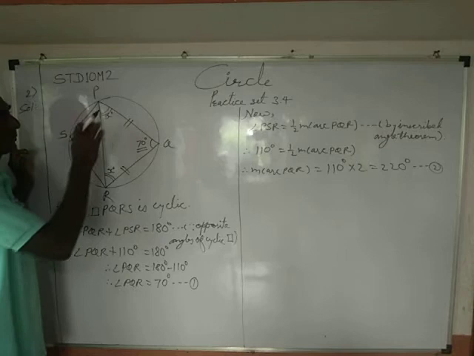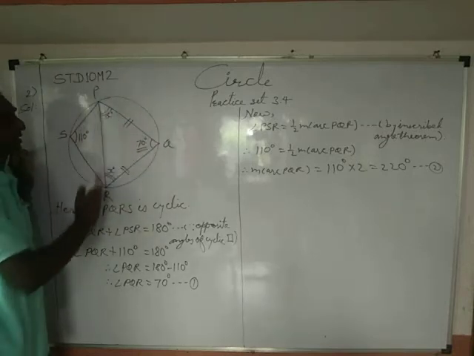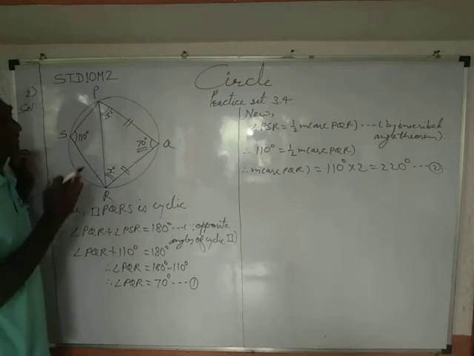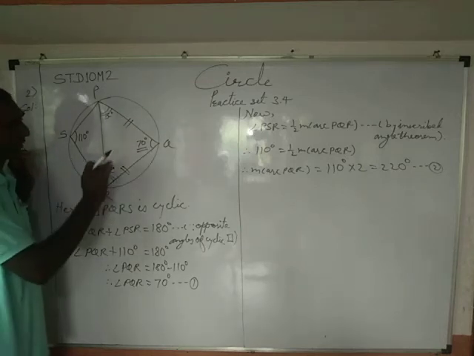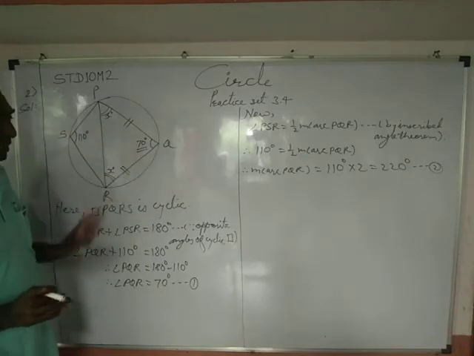And what is the value of x? That is measure of angle QPR, and angle QPR is half of measure of arc QR, and therefore measure of arc QR equals twice of angle QPR. Using that, we will find measure of arc QR.